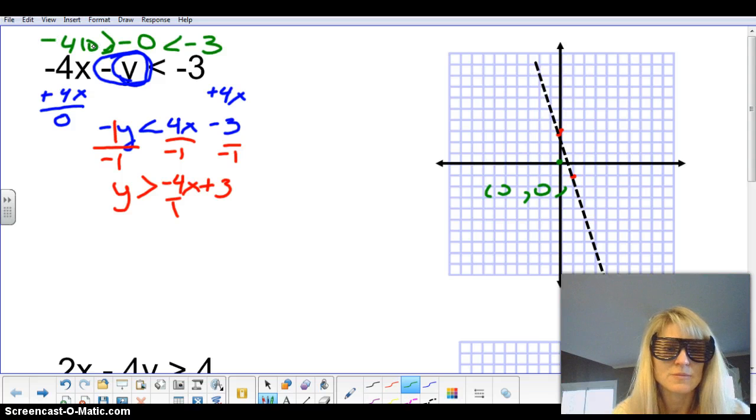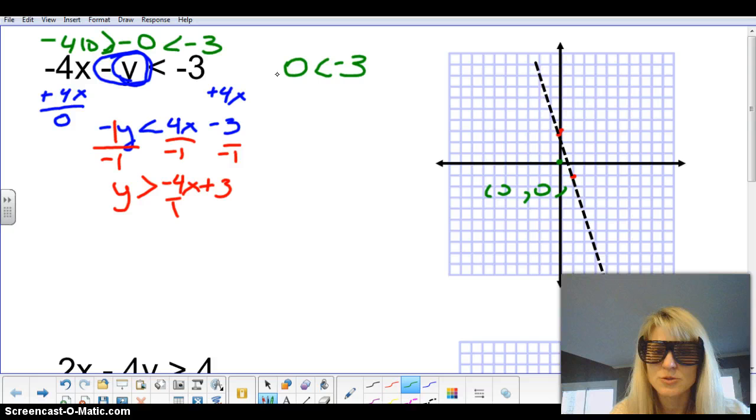Well, negative 4 times 0 is 0. 0 minus 0 is 0. So I get 0 is less than negative 3. And this is not true. Some of you are getting tricked by this. 0 is not smaller than a negative number.